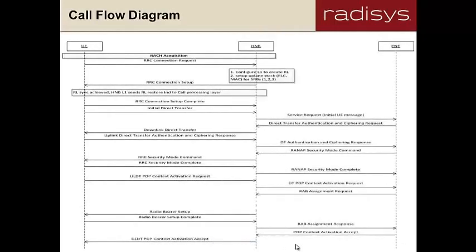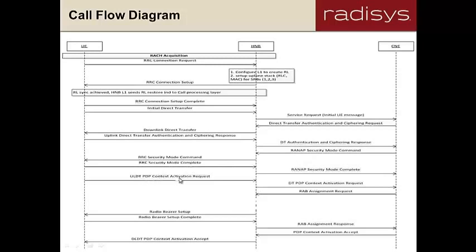Let's have a look at the call flow for a mobile initiated HSDPA call. Firstly, the RRC connection procedure is performed between UE and the HNB. Then, UE sends initial direct transfer message requesting for the service. After this, authentication and security mode procedures are performed between core network, HNB and the UE.